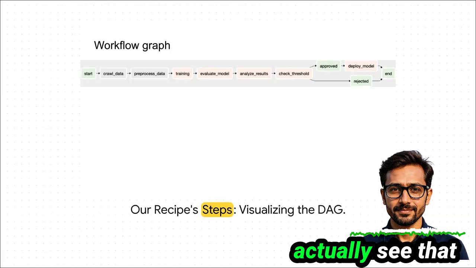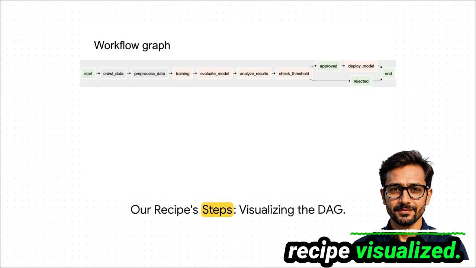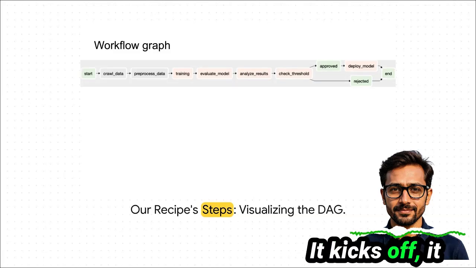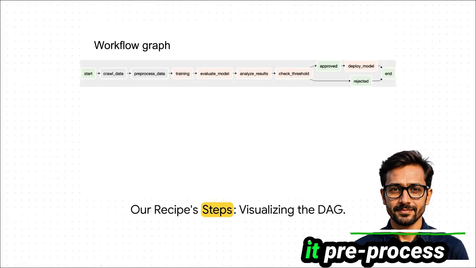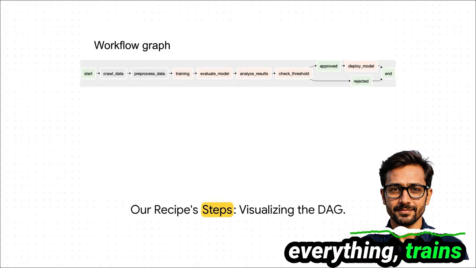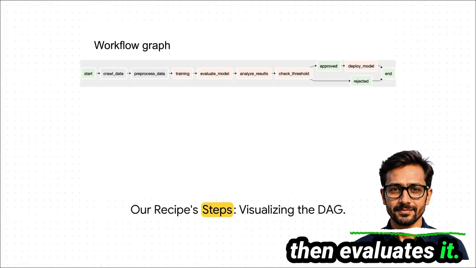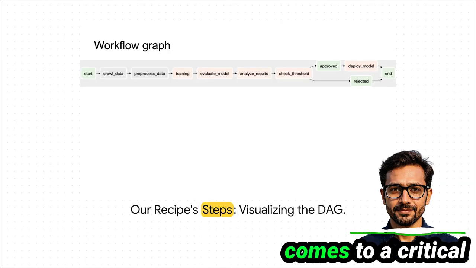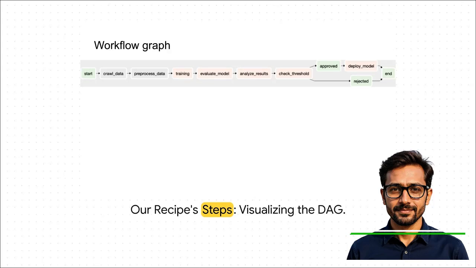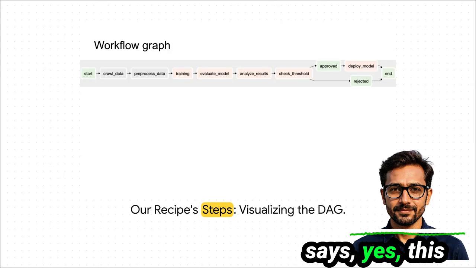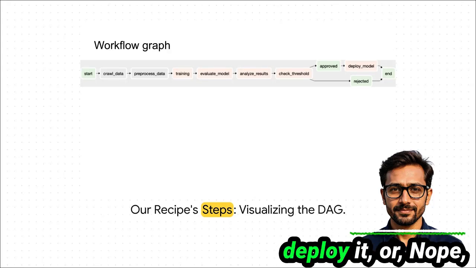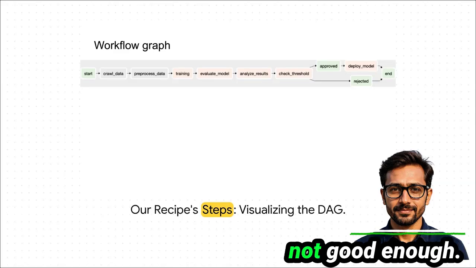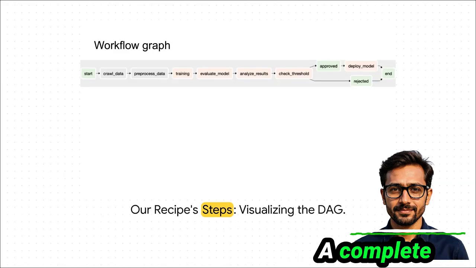And here you can actually see that recipe visualized. Just look at the flow. It kicks off, it crawls for data, it pre-processes everything, trains the model, and then evaluates it. And then, and this is the really smart part, it comes to a critical decision point. Based on the results, it either says, yes, this model is good, let's deploy it, or nope, not good enough. A complete, intelligent workflow, all laid out.